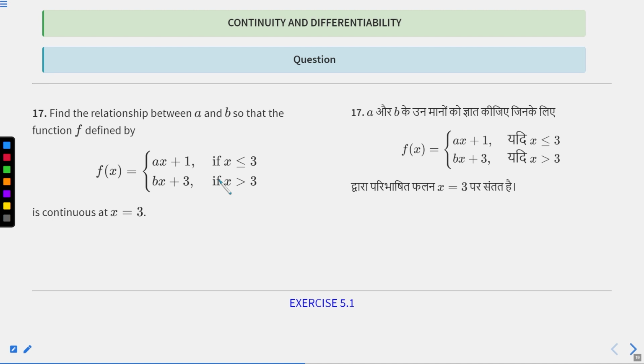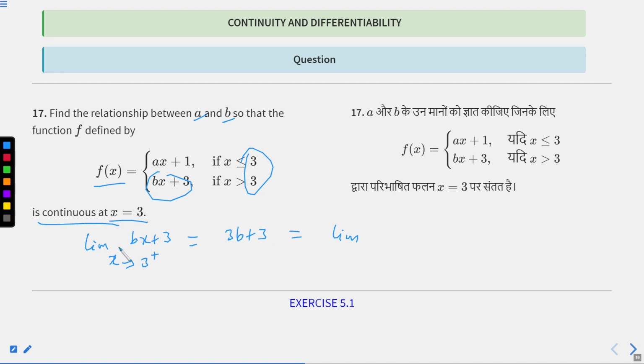problem 17. Here we have to find the relation between a and b so that this function is continuous at c, and c is 3 here. So simple, the endpoint given to us is 3. Now, very simple, the right hand side limit as x tends to 3: your function will be bx plus 3, which will be equal to 3b plus 3.